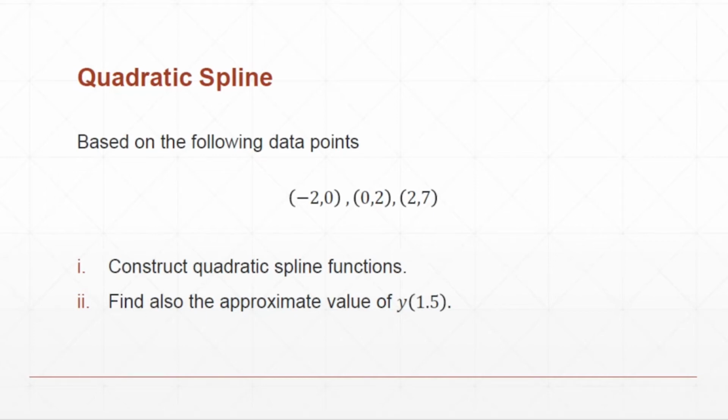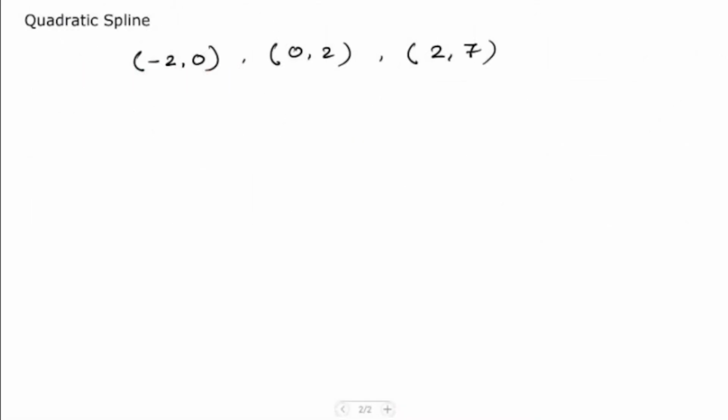In this section, we'll be speaking about quadratic spline. Based on the following data points, we have to construct quadratic spline functions and also find the approximate value of y at x is equal to 1.5. So let's start working on it.